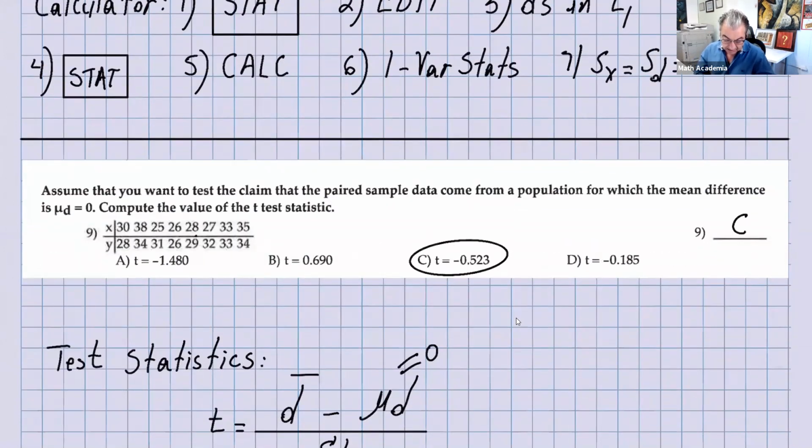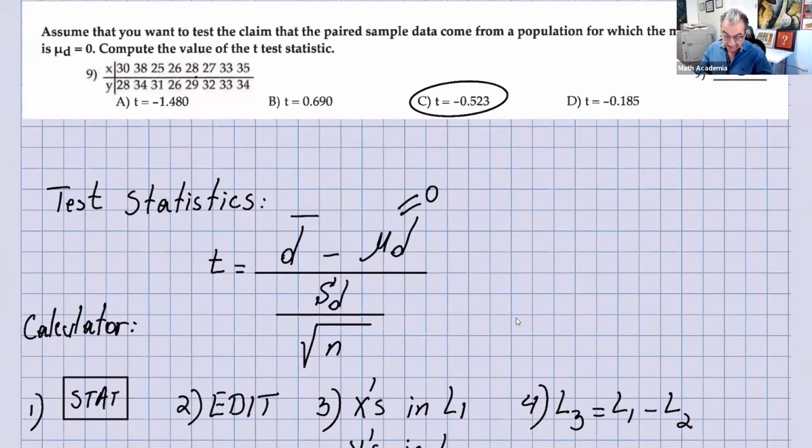Next, number 9, assume that you want to test the claim that the paired sample data come from a population for which the mean difference is mu sub d equals 0. Compute the value of the test statistic. So we have x's, we have y's, and of course the differences are going to be x minus y. The test statistic formula is given by d bar minus mu sub d, which is always 0, over s sub d over square root of n.